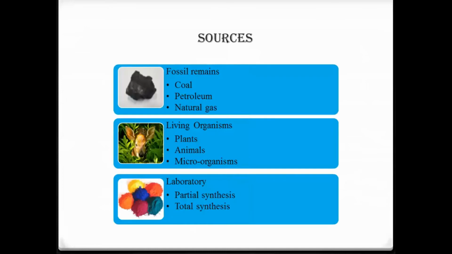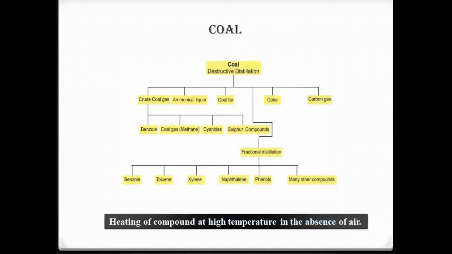Now coming to our sources, organic compounds are collected from fossil remains and living organisms, and they are also synthesized in the laboratory. From fossil remains, we get organic compounds from coal, petroleum, and natural gas. We can get organic compounds from plants, animals, and microorganisms, and we can prepare them in a laboratory via partial synthesis and total synthesis. Partial synthesis means the starting material is from a natural source, whereas in total synthesis, a natural source is not considered.